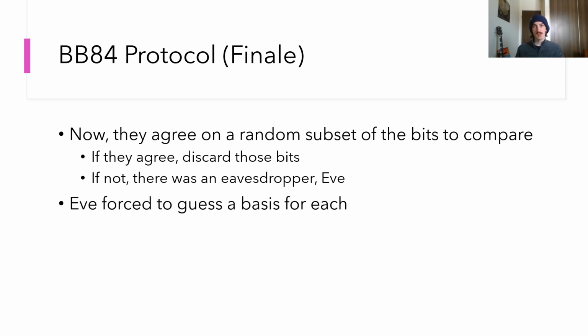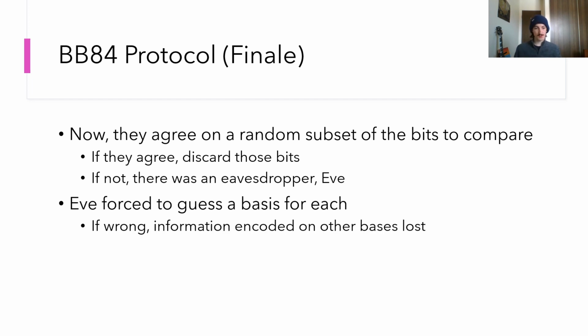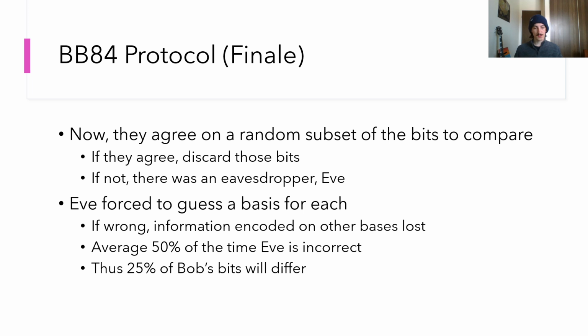And so how that works out is that if Eve were to intercept these photons before they reach Bob in the first place, to calculate the actual bits, she would need to guess a basis for each one of those. And via the Heisenberg uncertainty principle, if she guesses wrong, then the information encoded on the other bases gets lost. And so, since she's just guessing, she has a 1 out of 2 chance. So on average 50% of the time she'll be incorrect with her guesses. And it's the same for Bob, he has 50%.